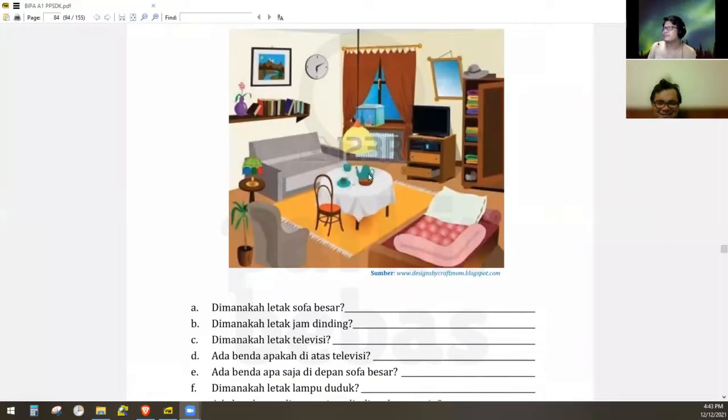Okay, so hopefully you can practice more so you get all the vocabulary and all the words to locate things. Okay, yes.